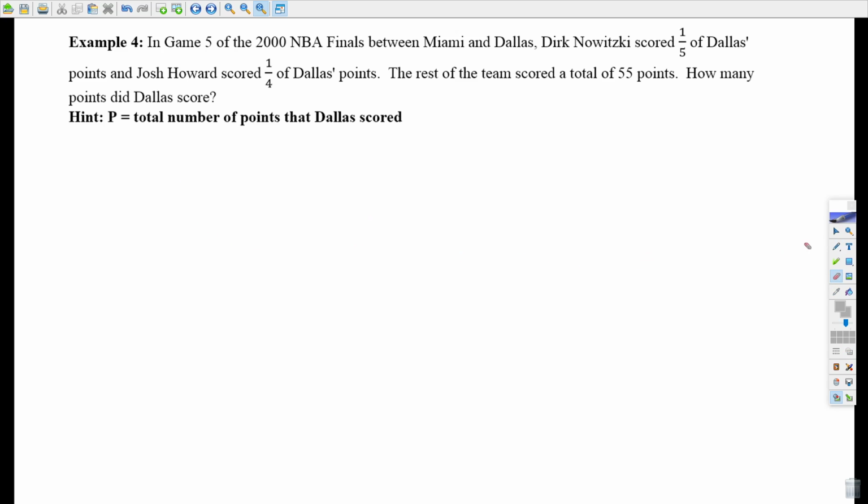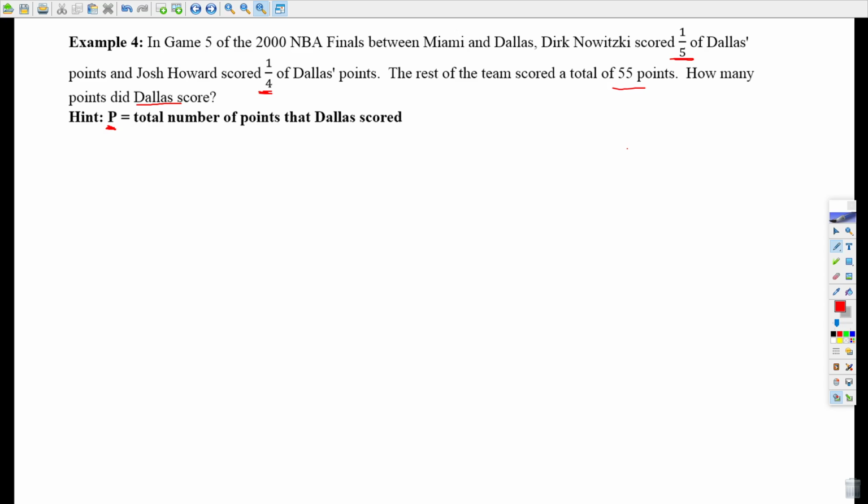So example 4. In Game 5 of the 2000 NBA Finals between Miami and Dallas, Dirk Nowitzki scored 1/5 of Dallas's points. And we have Josh Howard, who scored 1/4 of Dallas's points. The rest of the team scored a total of 55 points combined. How many points did Dallas score? So we're trying to figure out how many points they scored total. And as a hint, it's pretty good to identify some kind of variable for points. In this case, we're going to say P is the total number of points that Dallas scored.